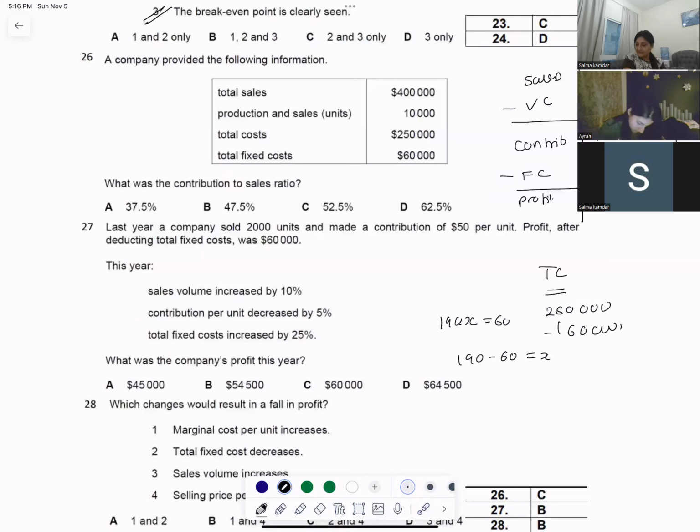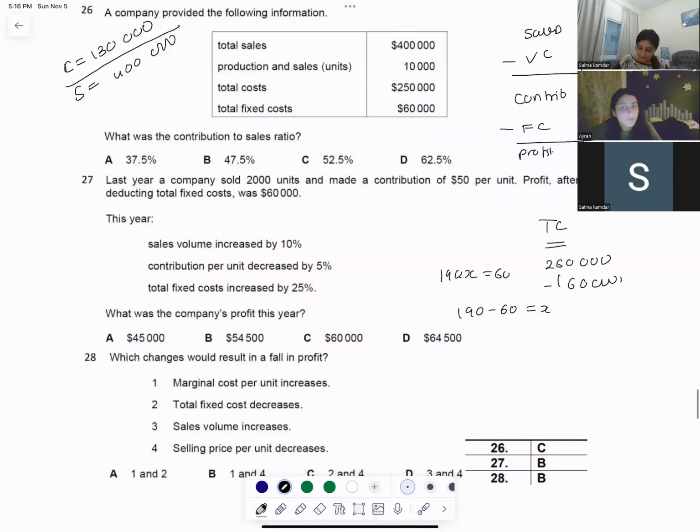130,000 is your contribution, right? Okay, contribution to sales ratio. Now you have contribution as 130,000. You have sales as 400,000. So contribution divided by sales into 100. But miss, we could have found contribution by even doing 400,000 as sales, no? But still the same answer won't come. See, if we put sales as 400,000, we won't get 130,000 as the answer. Sales minus variable cost.